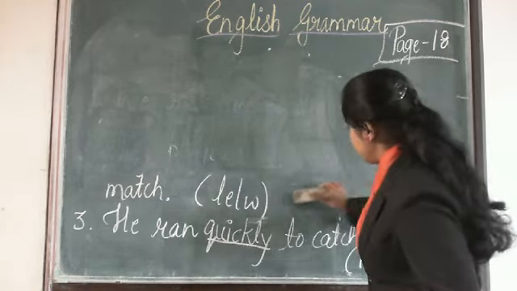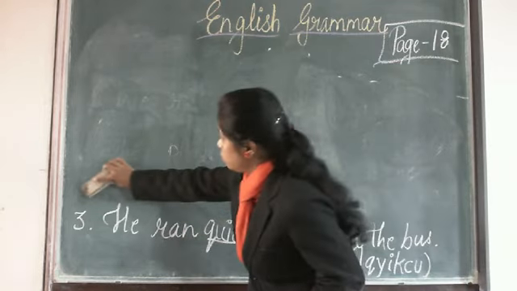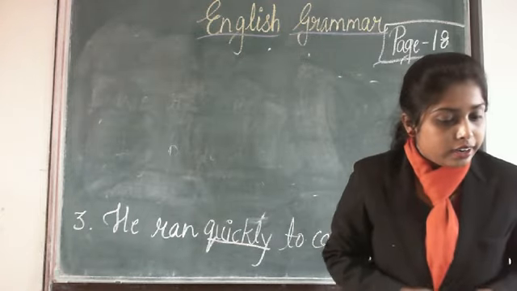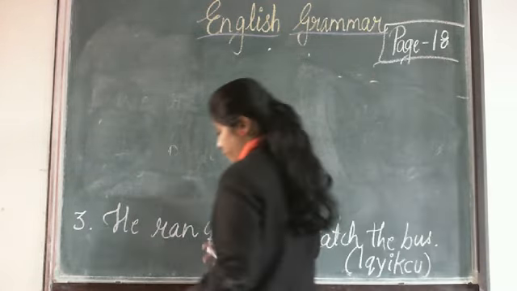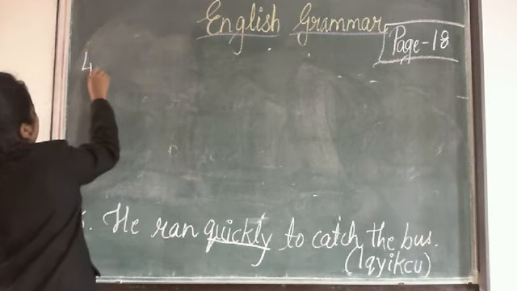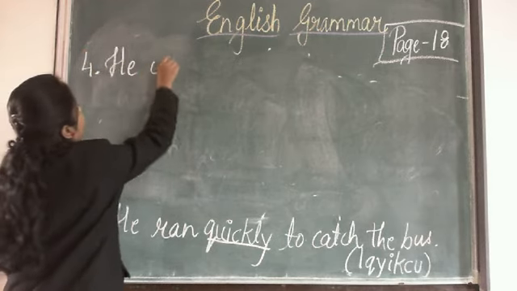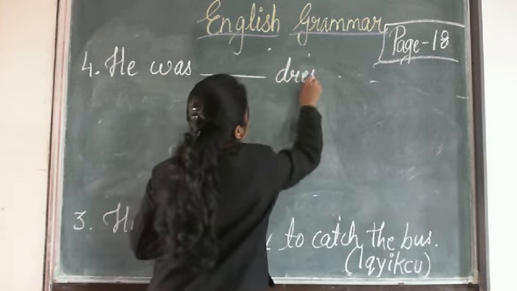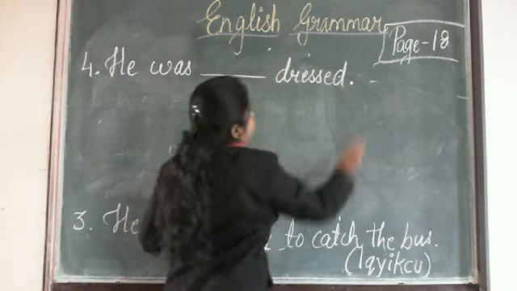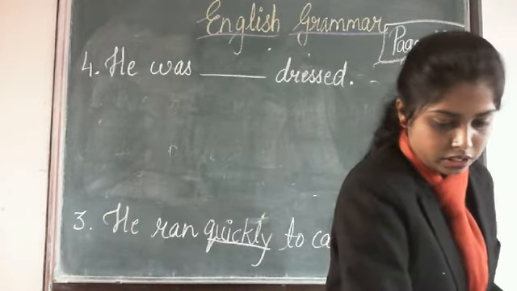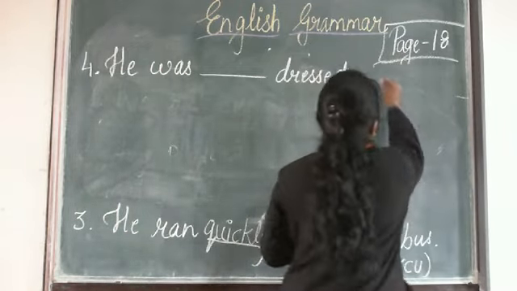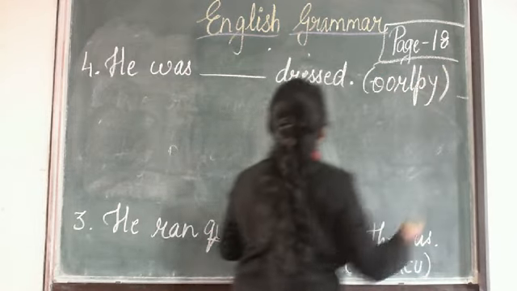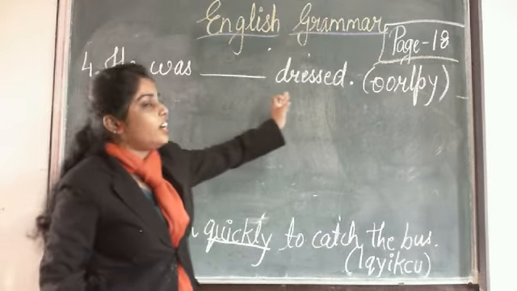Alright. So number 4. Number 4 is he was dash dressed. Okay. He was dash dressed. O-R-L-E-Y. Okay. So he was dash dressed.